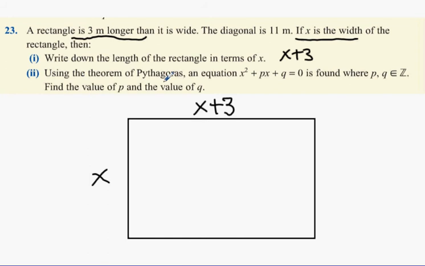Using the theorem of Pythagoras, an equation x squared plus px plus q equals 0 is found, where p, q are elements of Z. What does p, q element of Z mean? It means p and q are numbers like minus 3, minus 4, 8 or 10. Whole numbers, positive or negative. We don't know yet. Find the value of p and the value of q.